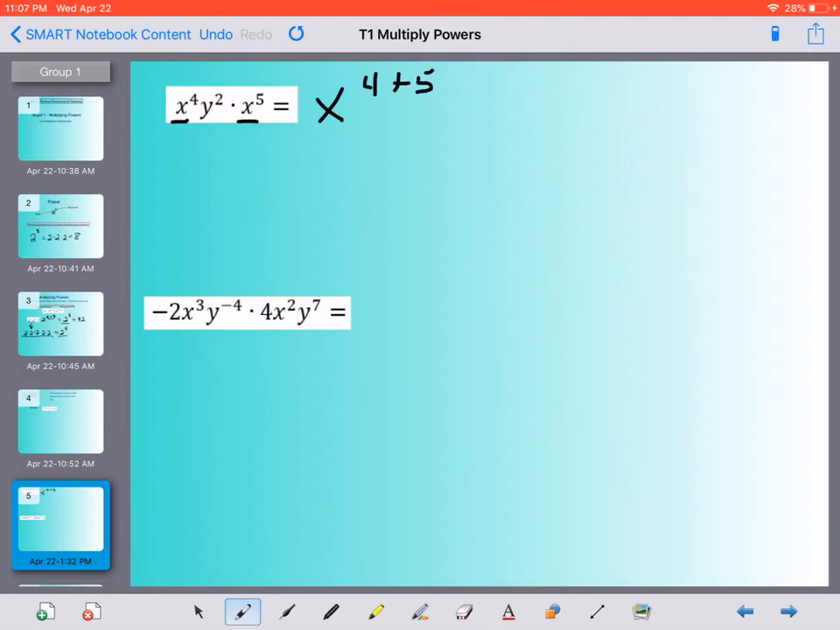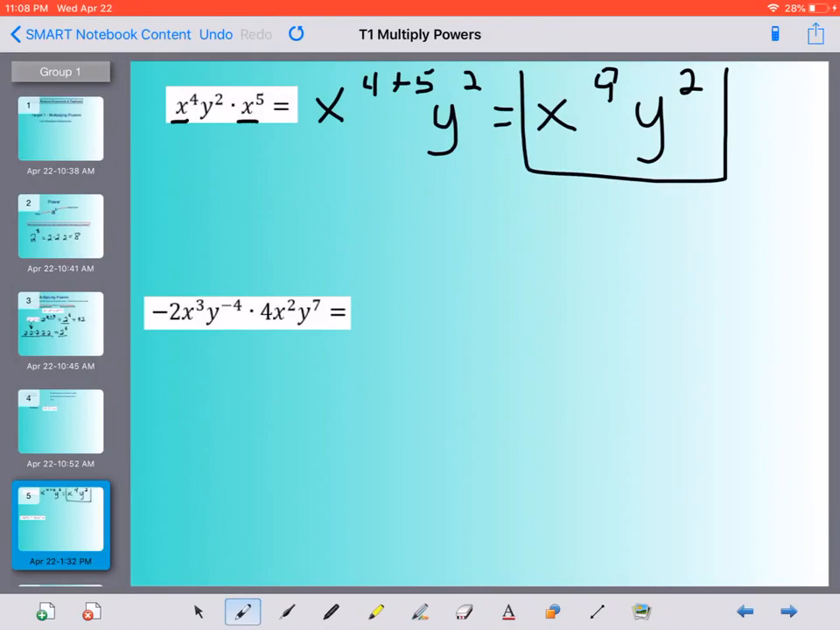And then y squared, there's only one term with a y, so we're just going to carry that over and keep it the same. So your answer would be x to the 9th y squared. That would be your final answer because there's nothing else you can do to combine.